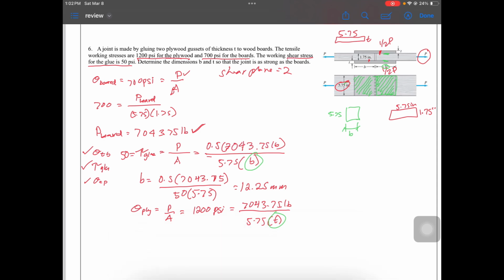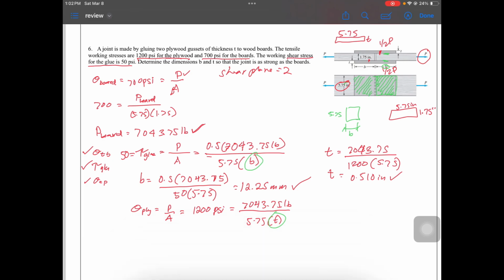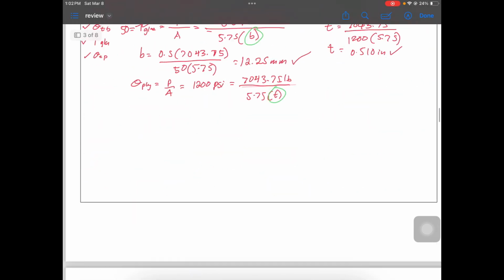You can isolate para makuha mo yung value ng T. Dito na nga lang. So T, 7043.75 divided by 1200 times 5.75. So, doing the operation, you will get T na equal to 0.510 inches. Ito and ito. Okay. So, next example.